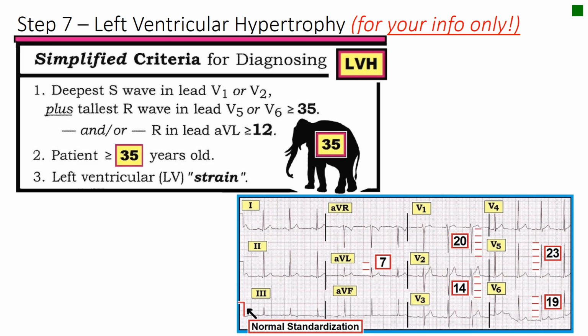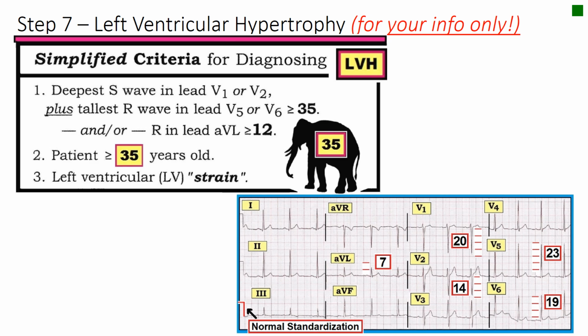So the simplified criteria is the deepest S wave in V1 or V2 plus the tallest R wave in V5 and V6, if that measures to more or equal to 35 squares, and/or the R in lead AVL is greater than 12, then basically you meet the criteria for left ventricular hypertrophy, in a patient that is over or equal to 35 years old, and there may also be left ventricular strain.